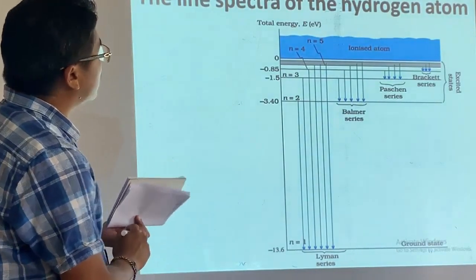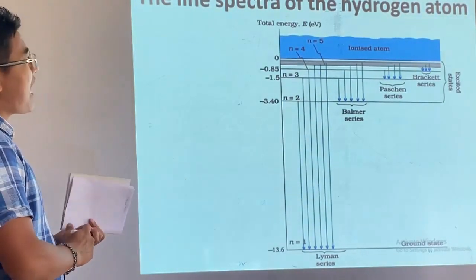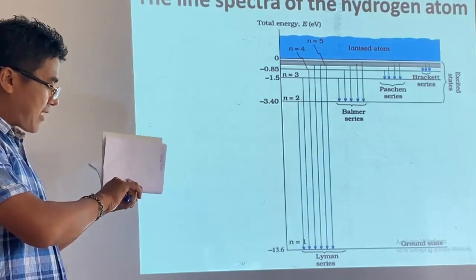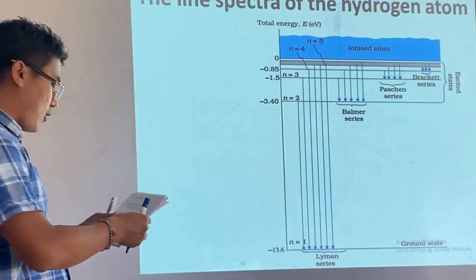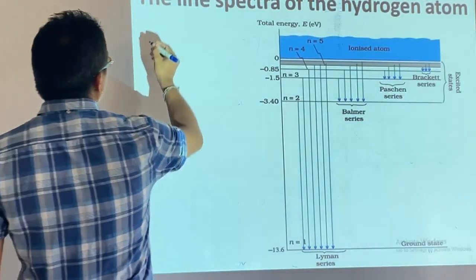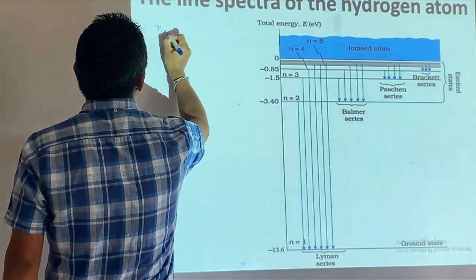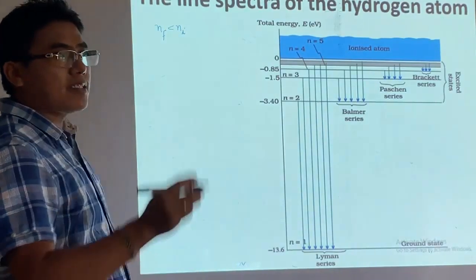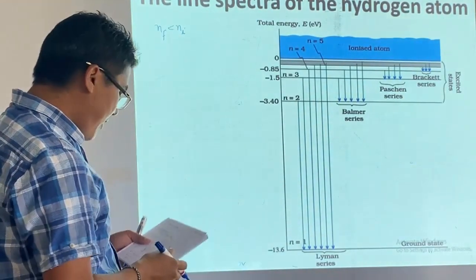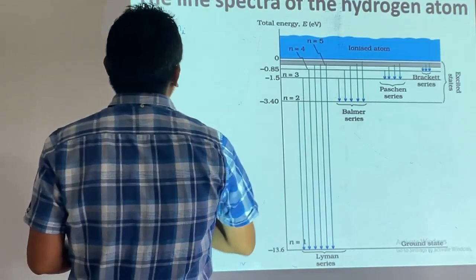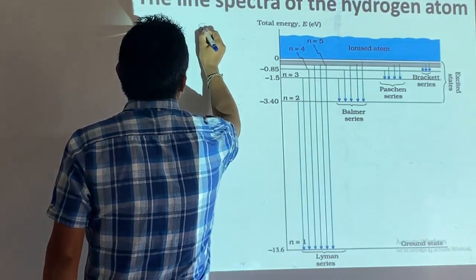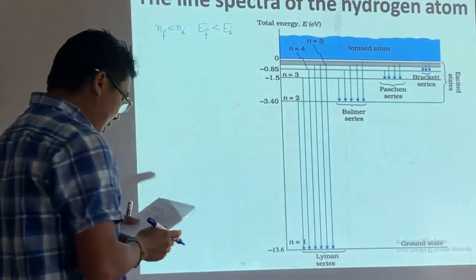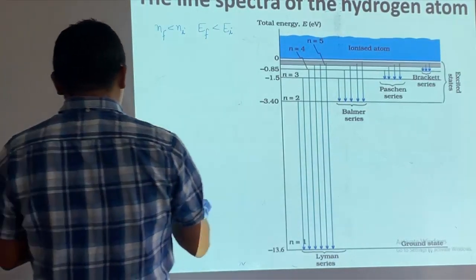First let's talk about Bohr's third postulate. The spectral lines are because of Bohr's third postulate. The formation of spectral lines is answered by Bohr's third postulate. So the third postulate says that the initial energy level is higher than the final energy level, right? This is what we have done last time, right? So now look at here.